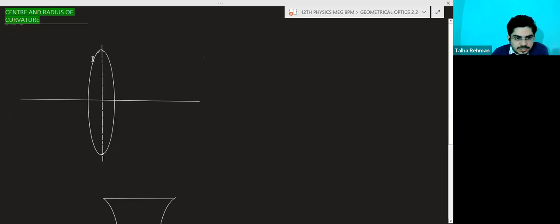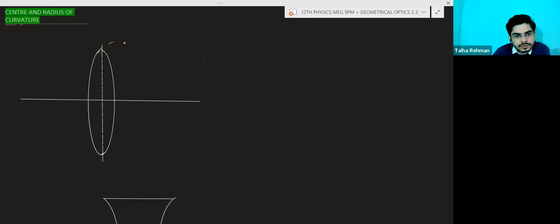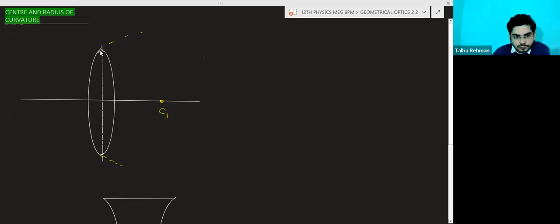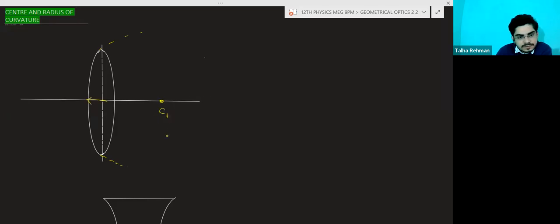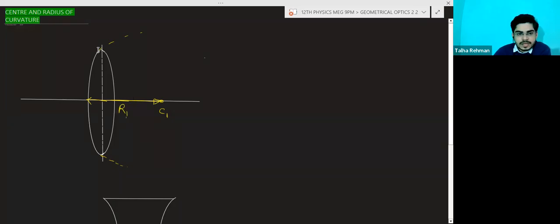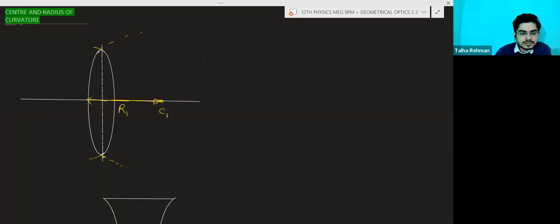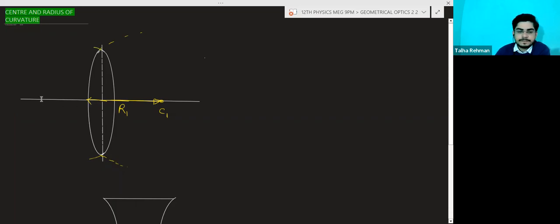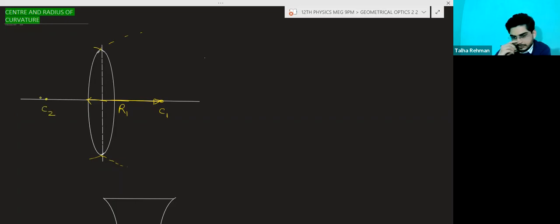For this spherical surface, when you complete the sphere of this surface, there will be the center here, C1, suppose. This distance will be the radius of curvature R1. And for this surface, when you complete the sphere of this surface, you will get the center somewhere here. Suppose that is C2. And this distance will be the radius of curvature for the second surface.